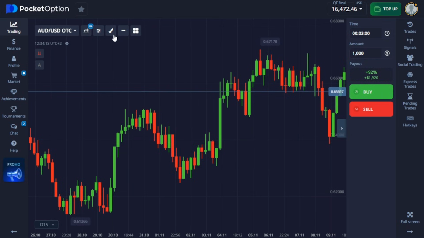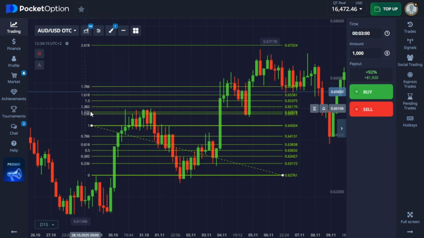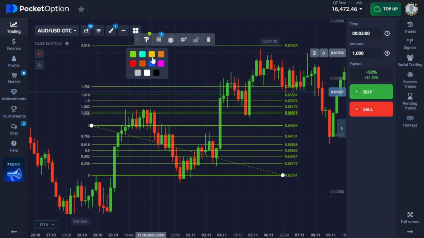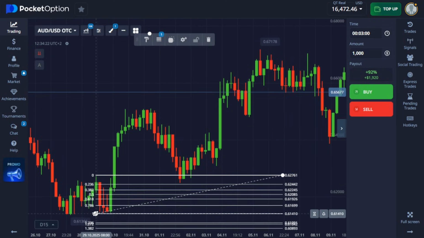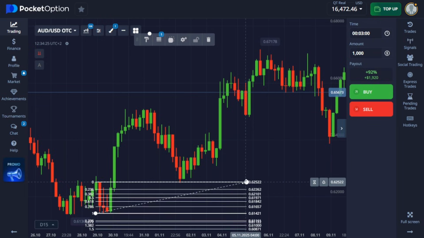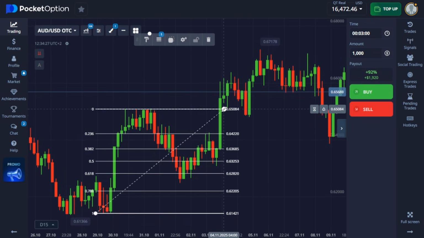confirming the uptrend. So what we're going to do is grab our Fibonacci retracement tool, and I'm going to change the color to white just so that it's easier to see. And we're going to mark out the bottom of the swing right here, and we're going to drag it all the way to the top.